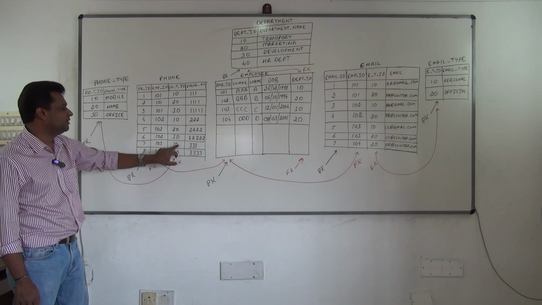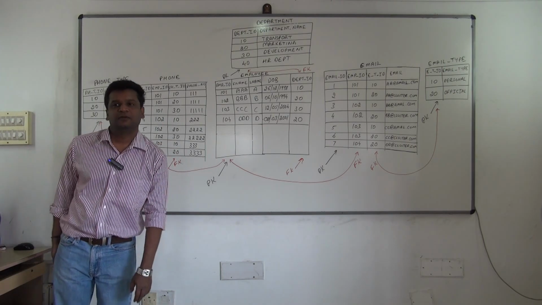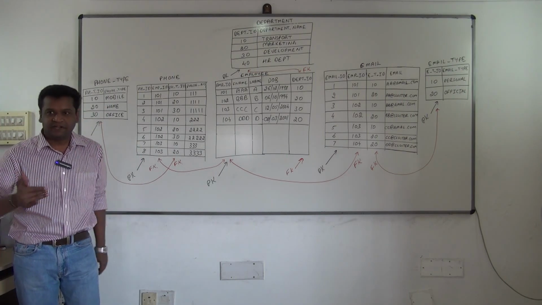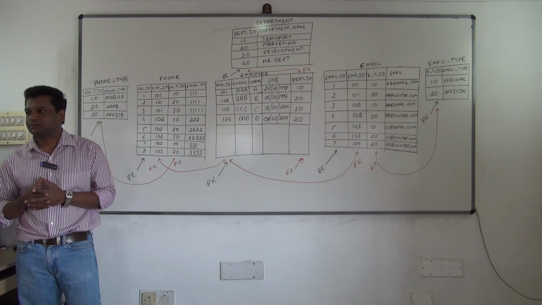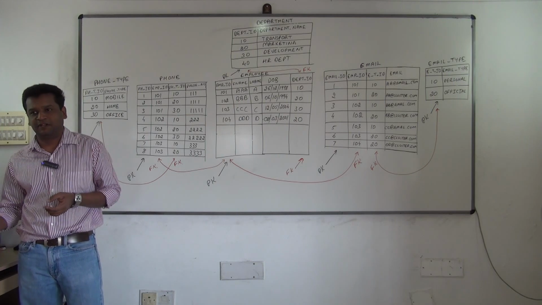B also has 3, C has 2, but D does not have a phone. So this is how the data has been stored. Assume that the data is stored in the database now. So what we have to do? We have to retrieve it. Understood? We'll see how to retrieve the data from these many tables.